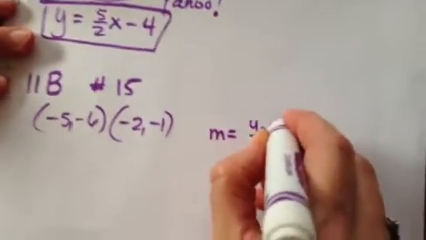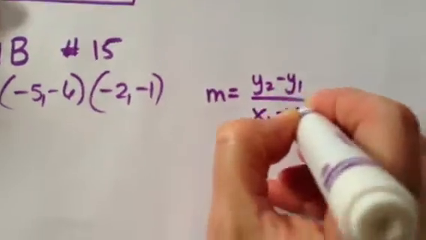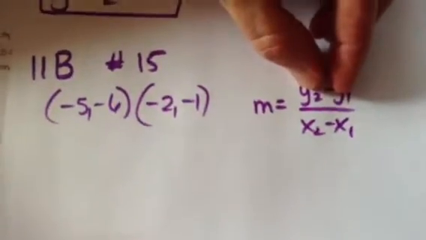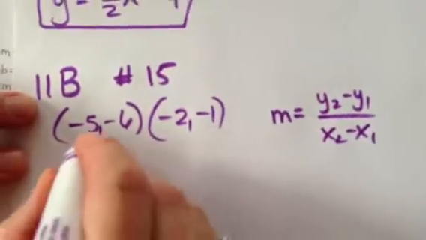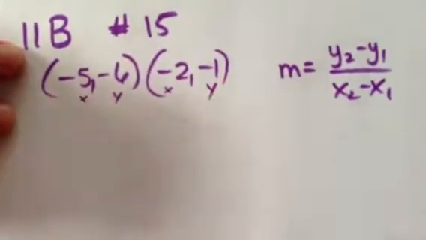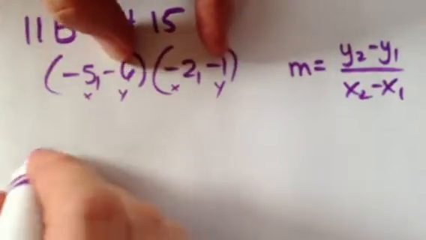Okay, remember your slope, it says take your y's and subtract them on the top. Take your x's and subtract them on the bottom. Doesn't matter what order, okay? Here's your x's and your y's right here. So I'm just going to do this.